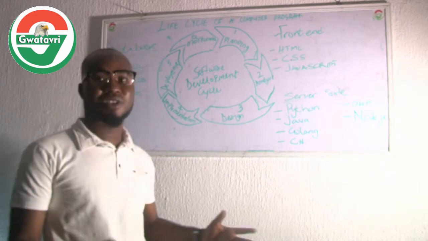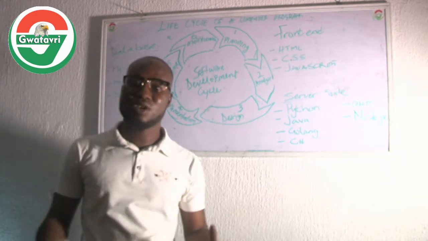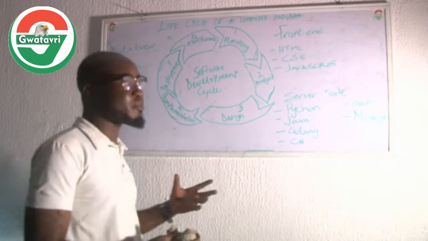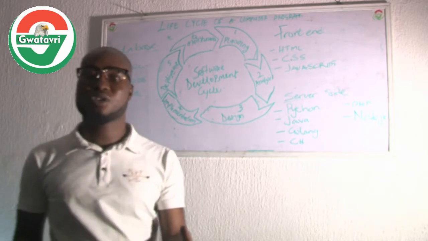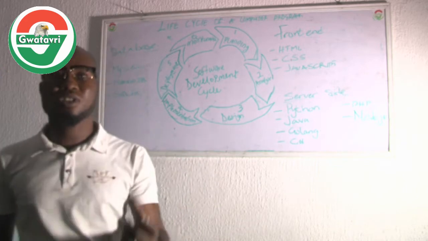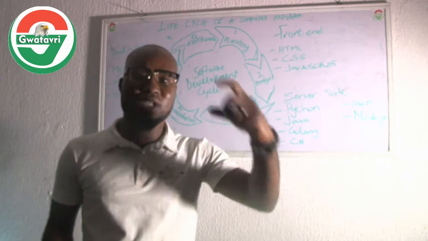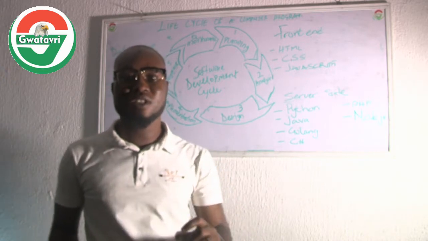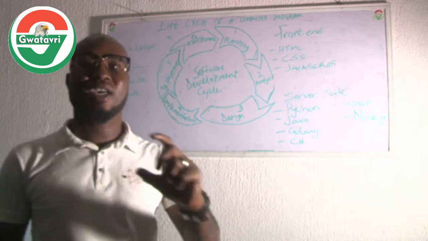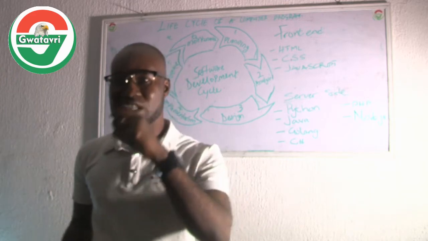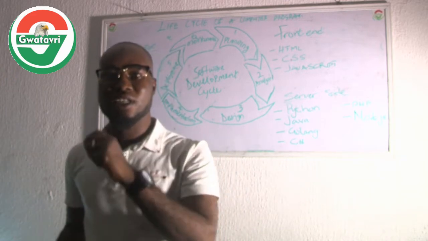Some of us that have a degree, an ND, HND, a diploma in computer science or computer engineering, they will tell you a computer program is a set of instructions or series of instructions that tell the computer system what to do and at what point in time to do it. It means the computer operates like a robot. It doesn't know what to do until you tell it that at this point in time, please do this. Then it will do it.